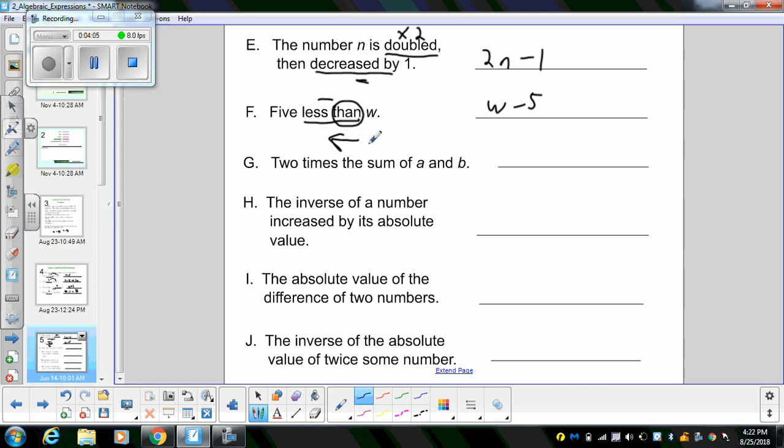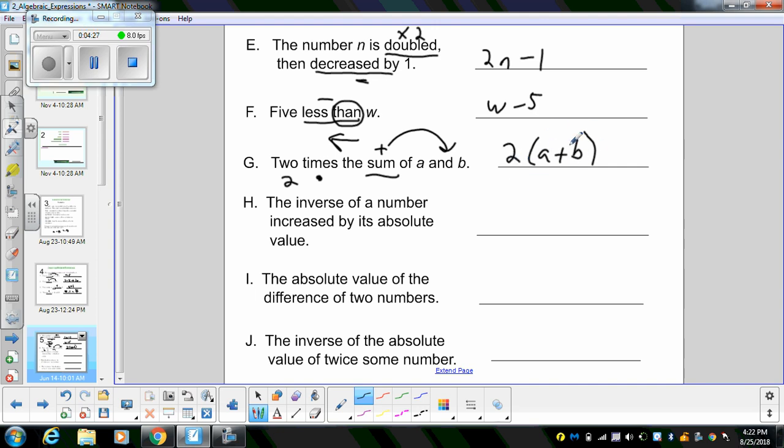So the sum means to add, and the and is where it goes. We know this is going to be a plus b, but it says 2 times the sum. So this is going to be 2 times the sum. So whatever this ends up being, I'm then going to multiply that result by 2.